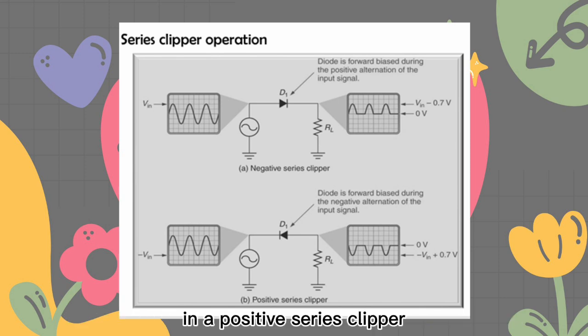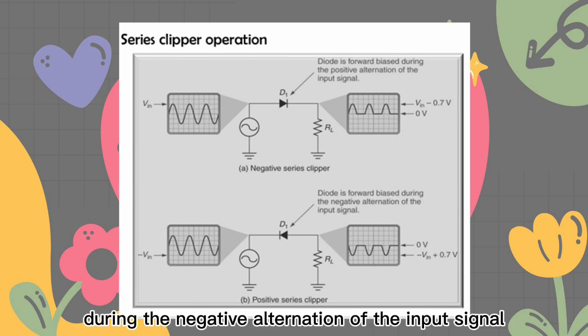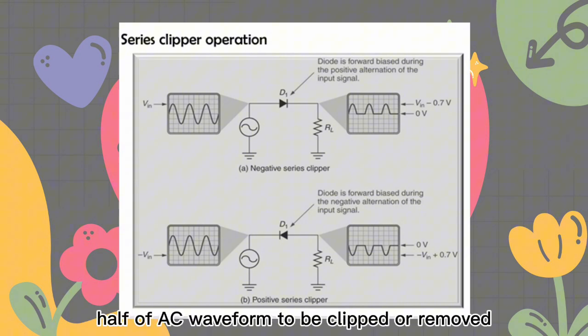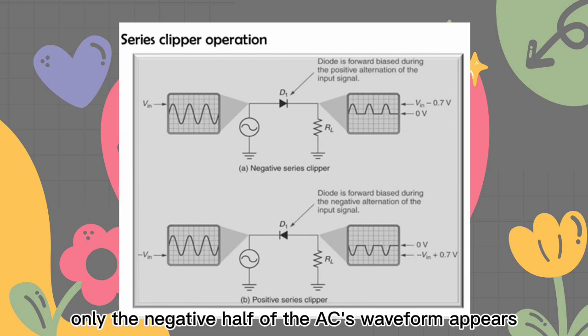In a positive series clipper, the diode is forward biased during the negative alternation of the input signal. This causes the entire positive half of the AC waveform to be clipped or removed. Thus, only the negative half of the AC waveform appears.